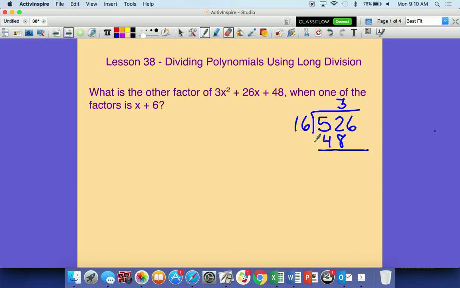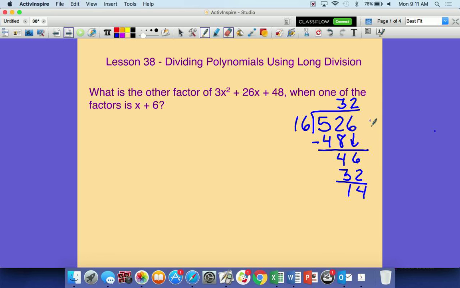After that, we subtract those. We end up with a 4. Then we bring down our 6. 16 does go into 46. How many times? It goes in twice. So then we'd go 2 times 16 is 32. We would have 14 left over.